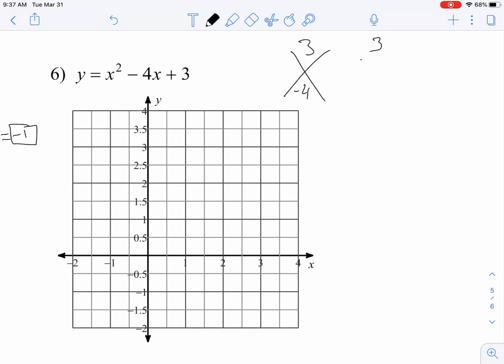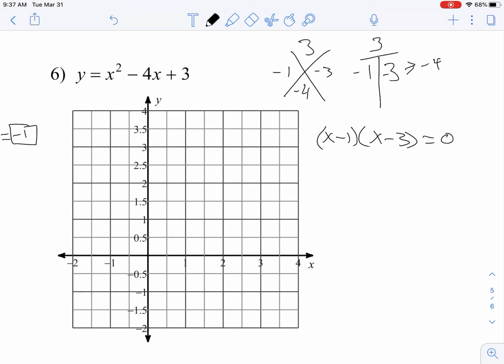So in order to make 3, I can do 1 times 3. And if I had a -1 and a -3, that would make a -4. And so those will also multiply to make a +3. So we do have zeros. So here's what I'm going to do. No leading coefficient, right? No number in front, no extra work. We know that this is x minus 1 times x minus 3. And we're going to set that equal to 0.